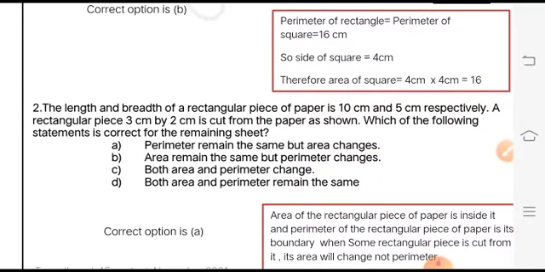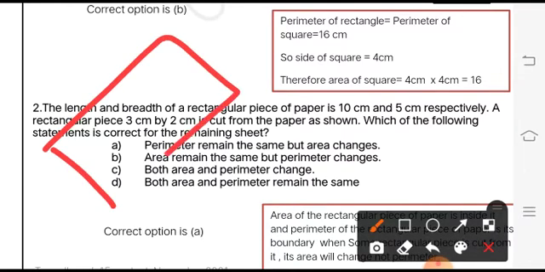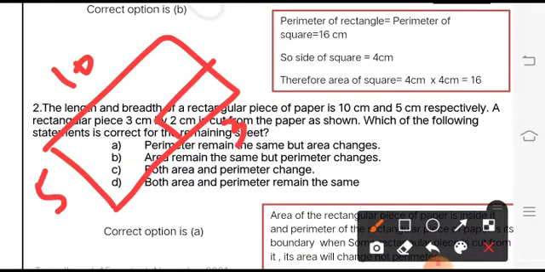Question 2 is the length and breadth of a rectangular piece of paper is 10 centimeter and 5 centimeter respectively. We have been given a rectangular piece of paper whose length is 10 centimeter and breadth is 5 centimeter. A rectangular piece of length 3 centimeter and 2 centimeter is cut from the paper and we have to say which of the given statements is correct.